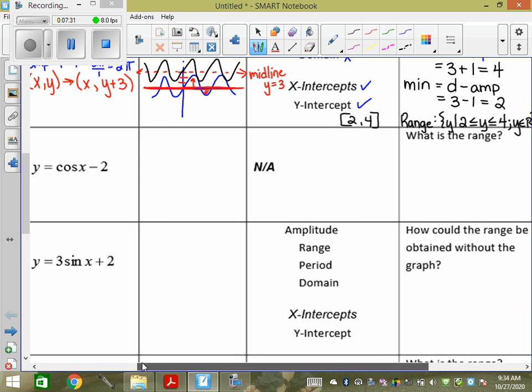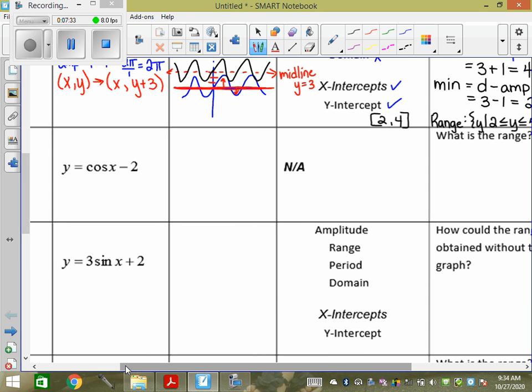Y equals cos x minus 2. What is happening? Good English. What is happening? Is that 2 with the x or not with the x? Not with the x, so it's a vertical displacement, two down. My mapping would be x, y becomes x, y minus 2. So all my y's are moving 2 down, my x's are staying the same, correct?